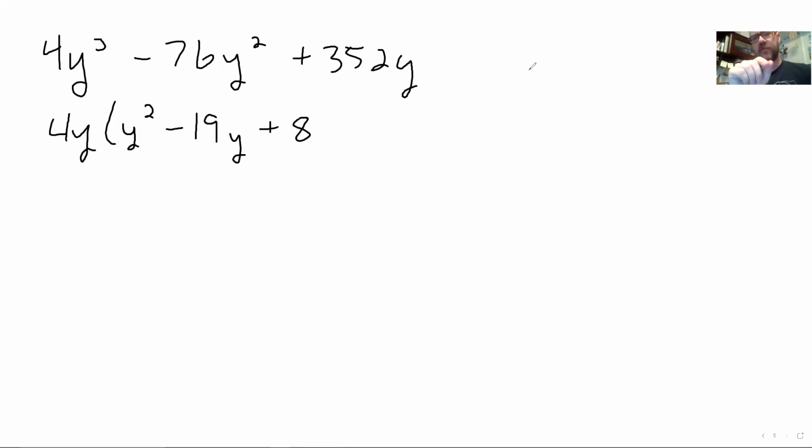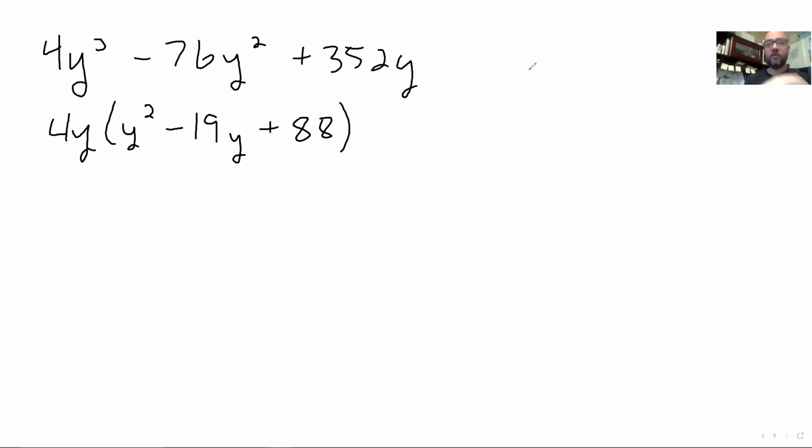And that leaves me 32 left over, and it goes in 8 times that as well. So this is 88, and the y comes out as well. That, in the parentheses, is significantly easier to factor than the original one, right? And this is what I meant by always pull out your greatest common factor. It always makes your life easier. Everything inside is smaller, easier to deal with.